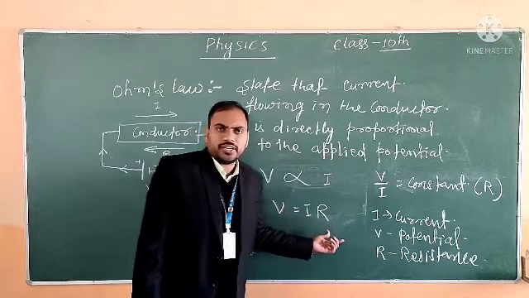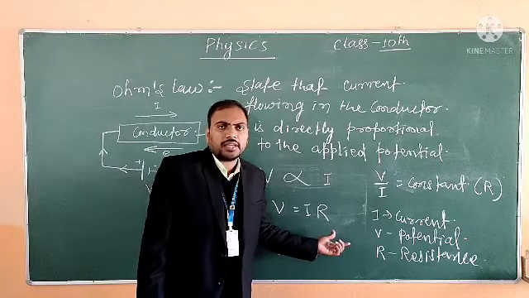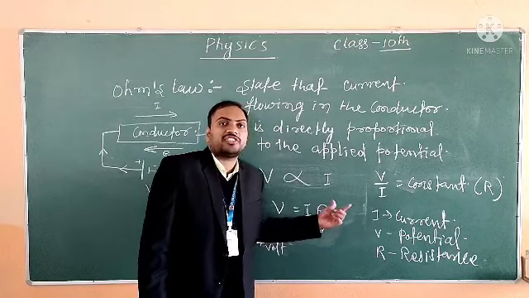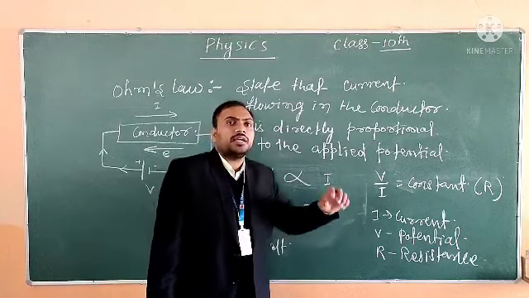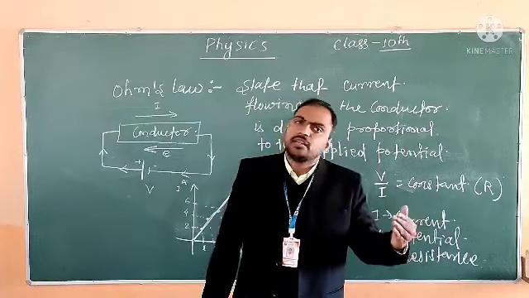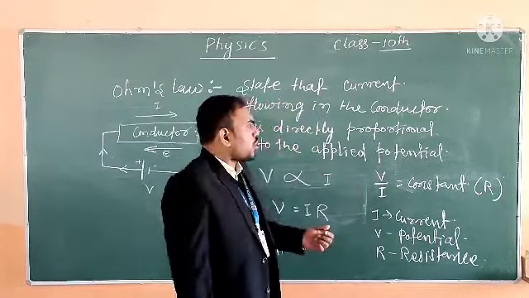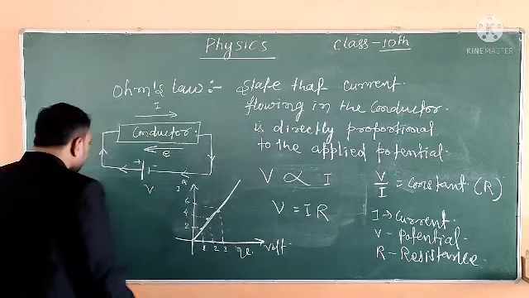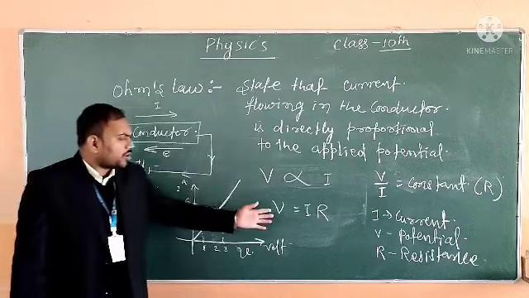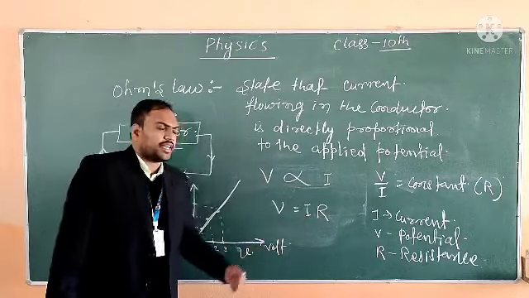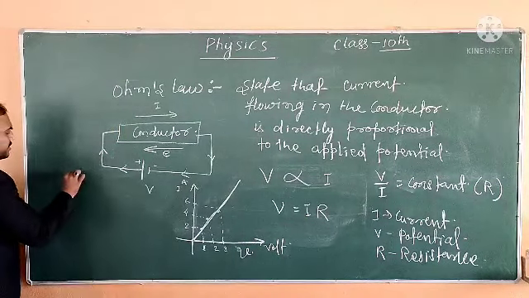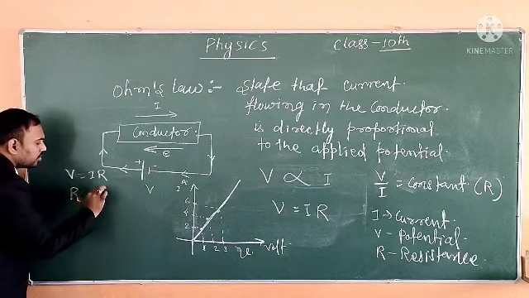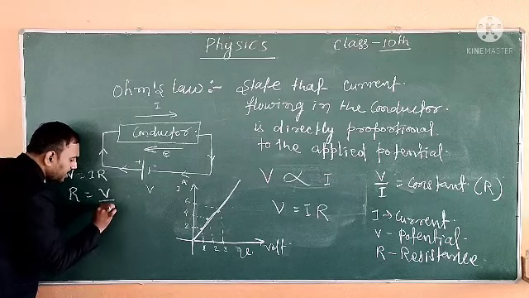Different materials have different resistance, because it is a material property. So how will we define 1 ohm? Dear, come to the point. We have the formula V is equal to IR. We can write it like this: R is equal to V upon I.